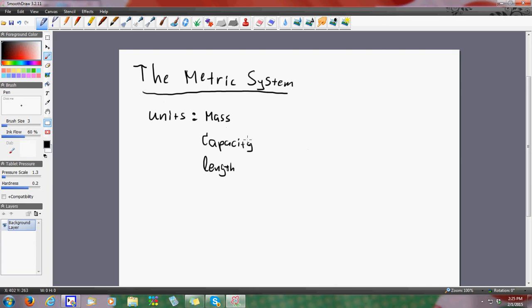Very interesting. So we have units. We're going to talk about different units. In math, we're going to weigh things, mass things, if you will, in grams. Capacity is synonymous with volume, and volume is going to be measured in liters. And the last is length, and our unit is meters.